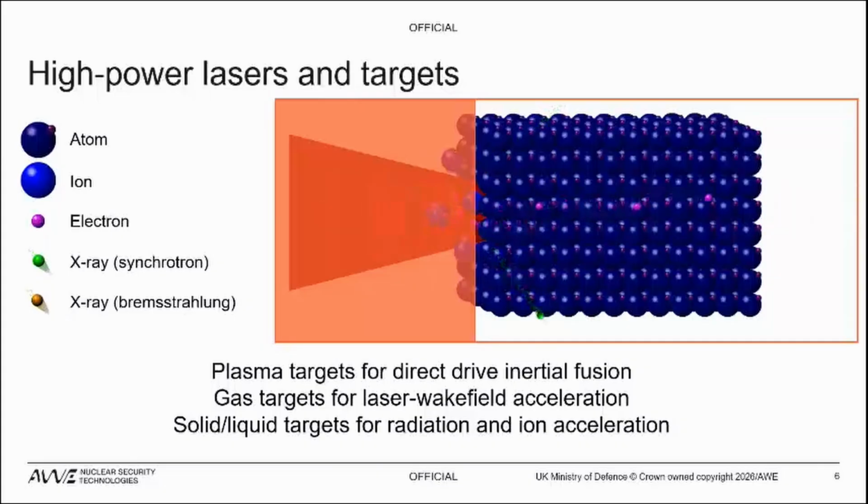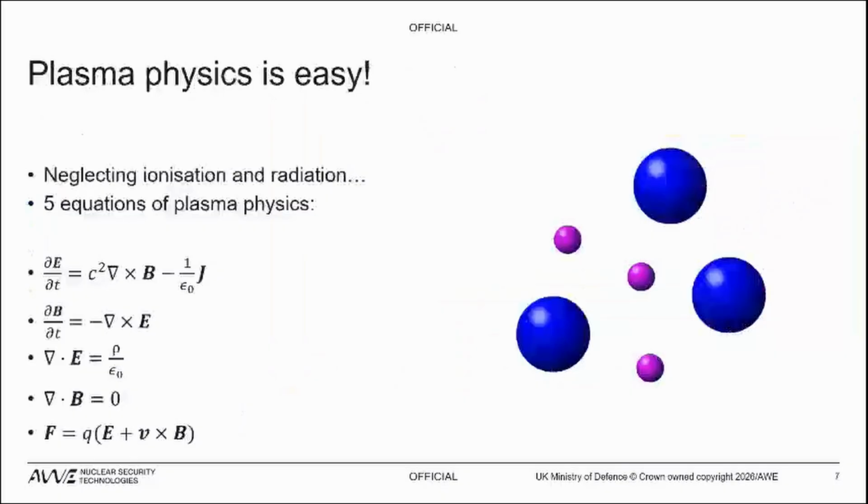So these are really complicated systems with quite a lot of physics going in that we need to capture with our simulation tools. Luckily for us, plasma physics is actually very easy, because when you ignore things like ionization and radiation, there's only 5 equations that you need to model. You have 4 Maxwell's equations. Some describe the rate of change of the electric and magnetic fields. And you also have the Lorentz force law, which is right at the bottom for those who can't see it, which describes how the particles respond to the electric fields.